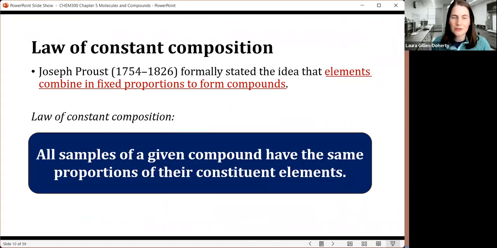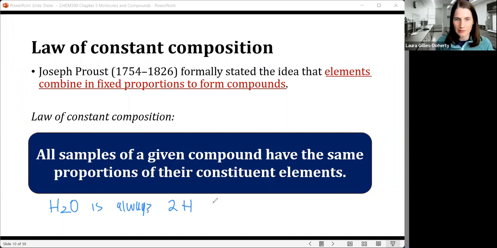So this brings us to what's called the law of constant composition. This was formally stated in the early 1800s by Joseph Proust. He stated the idea that elements combine in fixed proportions to form compounds. And so the law of constant composition is that all samples of a given compound have the same proportions of their constituent elements. This is just to say that anytime we have, say again, water, H2O, it's always 2 hydrogen atoms plus 1 oxygen atom.